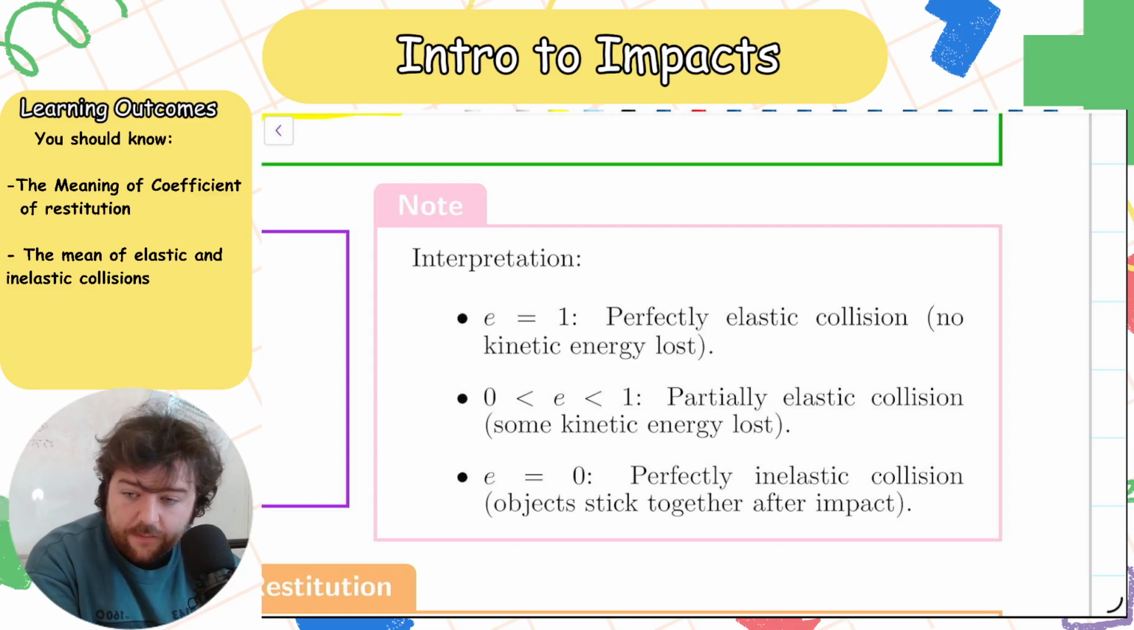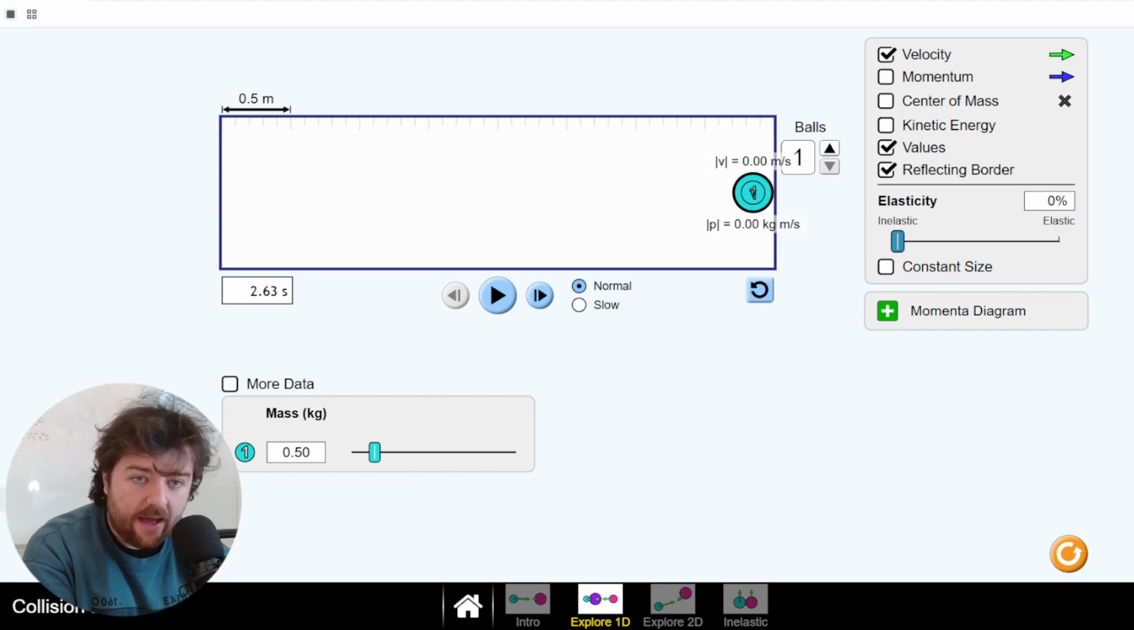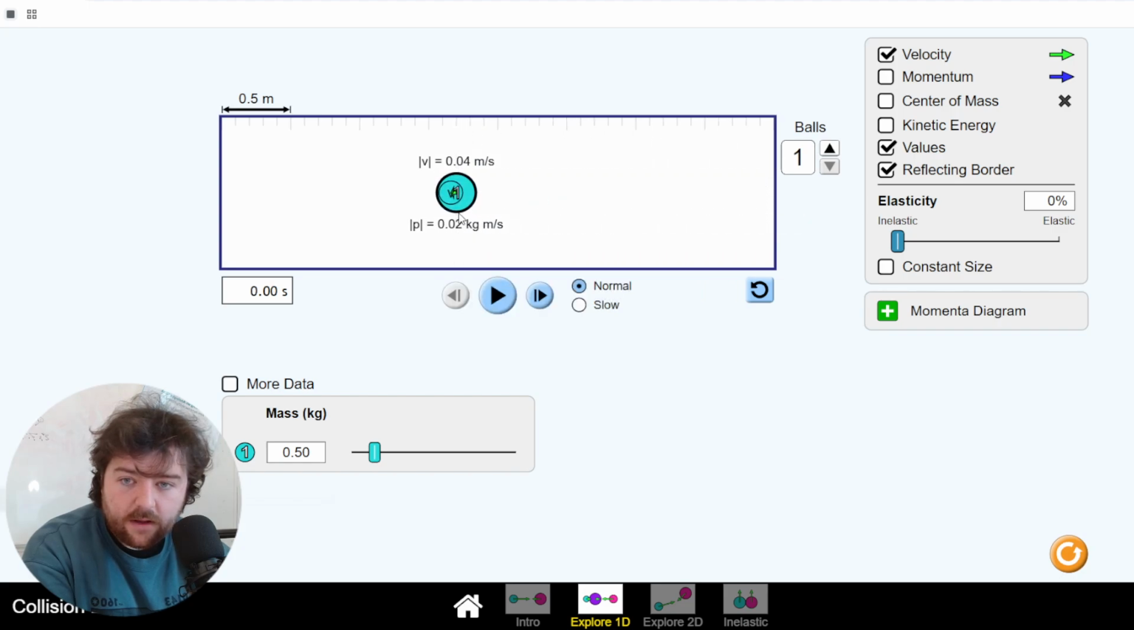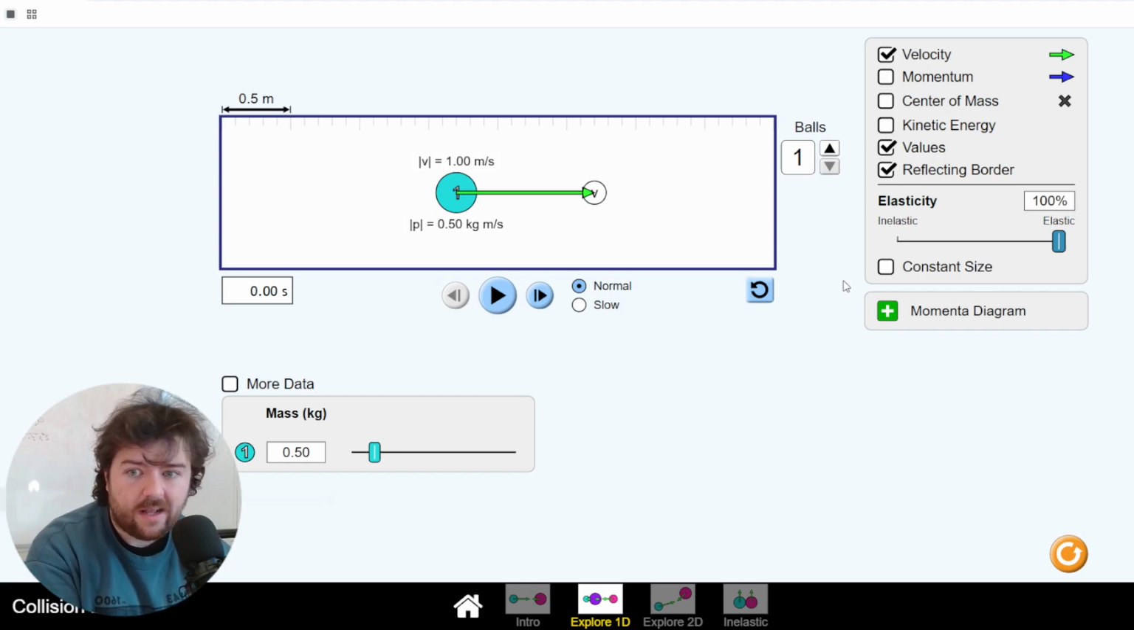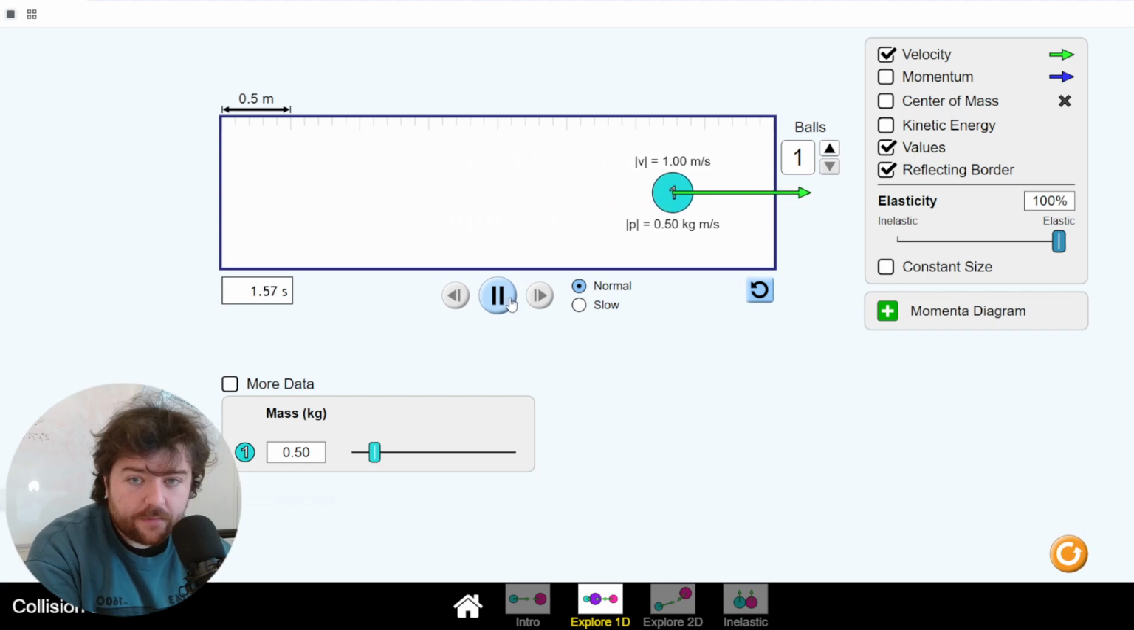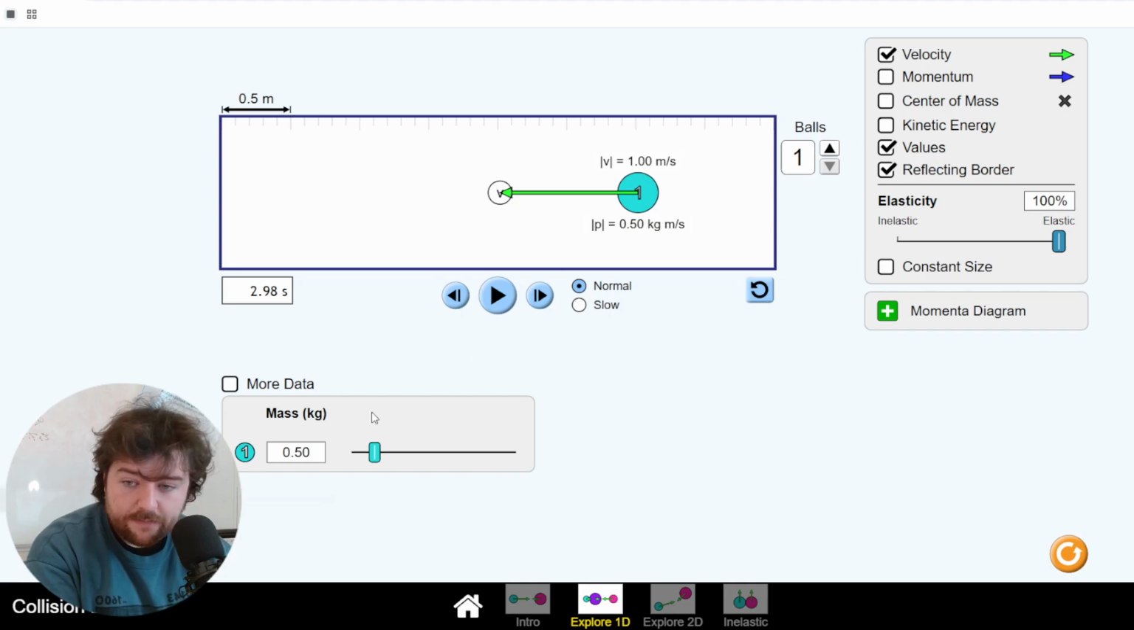So let's have a look here at a little simulator. Let me just get this ball over here. So I have an object here going at 1 meter per second. My coefficient of restitution is going to be 100%, it's going to be 1, right? It's going to be a perfectly elastic collision. So what that means is now my rebound speed should be equal to 1. So let's have a look here. Boom. And as we can see, my ball comes back with a speed of 1.